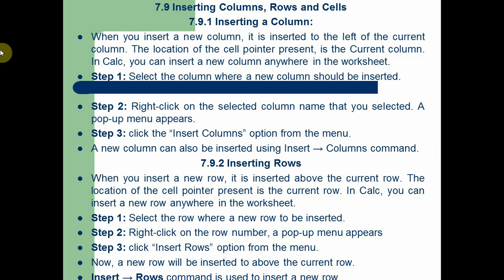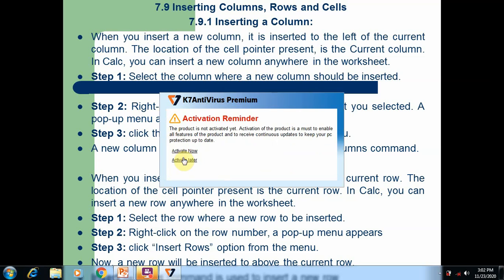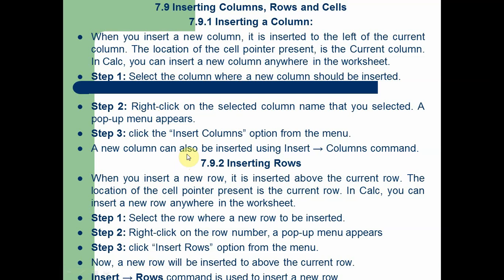The first step is to select the column where a new column should be inserted. The second step is to right click on the selected column name, and you get a pop-up menu. Then click the Insert Columns option from the menu. A new column can also be inserted using the Insert Column command. So these are the three steps: first select the column, right click on the column name and select Insert Columns. Now you can see a new column is inserted at the current position of the worksheet.